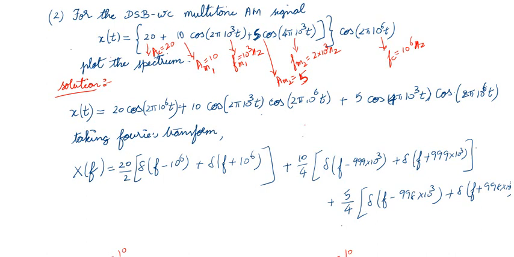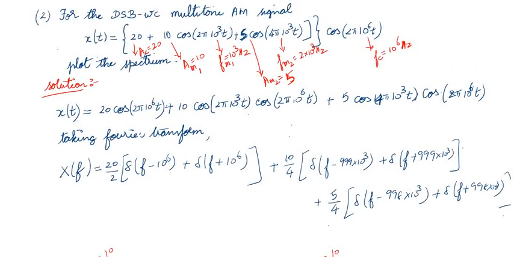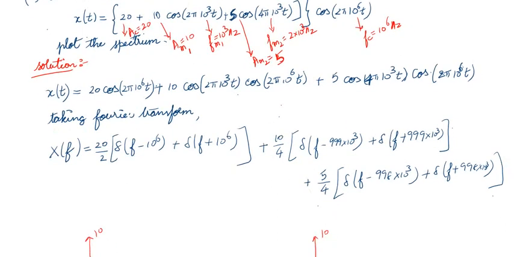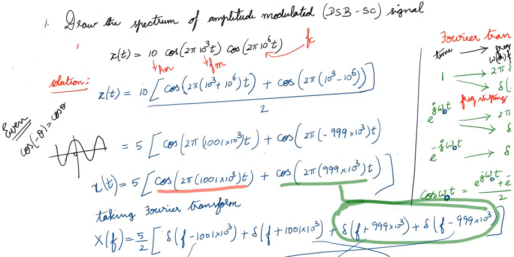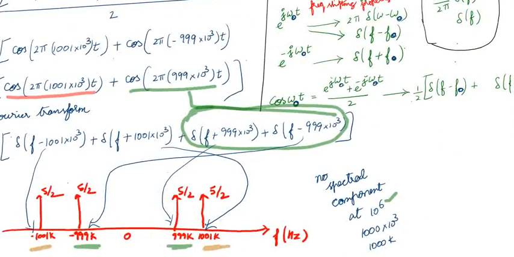Further, we are just multiplying things inside. We are multiplying cos with the entire term. So it's 20 cos plus 10 cos 2 into 10 to the power 3 times cos 2 pi into 10 to the power 6 plus 5 cos 4 pi into 10 to the power 3 cos 2 pi into 10 to the power 6. Now we know from the previous question what is the spectrum of cos. We have just derived it, right? You can refer to it, pause the video and make a note.